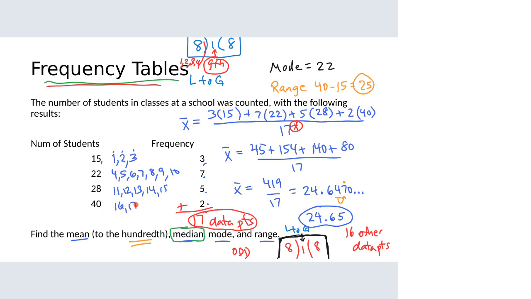So as I'm counting from left to right, from least to greatest, I'm sort of imagining here that I've listed them all out, least to greatest. The first, second, third, then fourth, fifth, sixth, seventh, eighth, ninth, 10th, 11th, 12th, 13th, 14th, 15th, 16th, and 17th. That's all my data points.